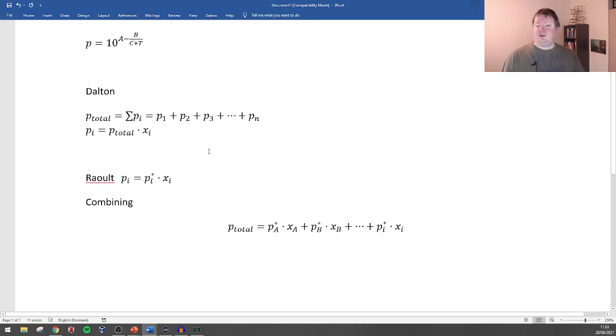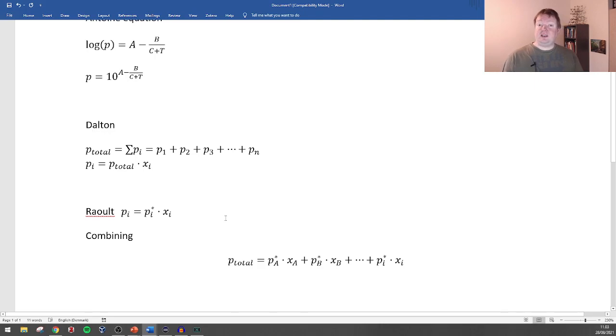Then we take Dalton's law. Dalton's law basically states that if you have a bunch of different gases in a container and you know the pressures of each one of them, we can sum them up in order to get the total pressure. So either we say that our total pressure is equal to the sum of our partial pressures, or we can rewrite it and say the partial pressure of a specific component is equal to the total pressure times the mole fraction of that component.